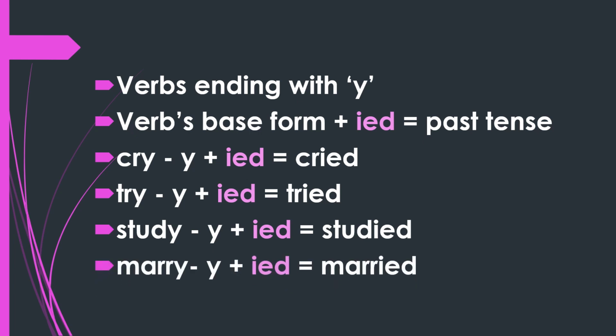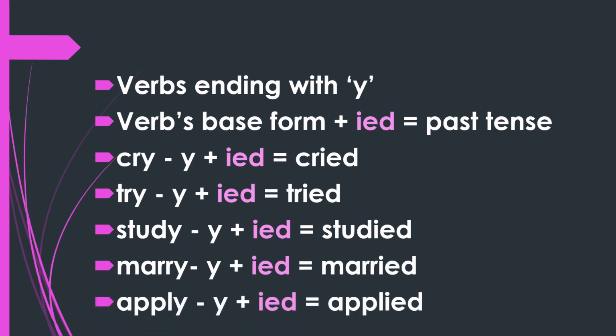The next one is marry. M-A-R-R-Y. Here again we will remove the Y from the end and add I-E-D to get the simple past tense form, that is married. M-A-R-R-I-E-D. The next one is apply. A-P-P-L-Y. Here again this verb ends with a Y. So we will remove the Y and we will add I-E-D to get applied, which is A-P-P-L-I-E-D. So children, this is how we get the simple past tense form of regular verbs. And this is how we identify them. So whenever we see a verb in the past form and we see it ends with either D or ED or IED, we can identify it as a regular verb.